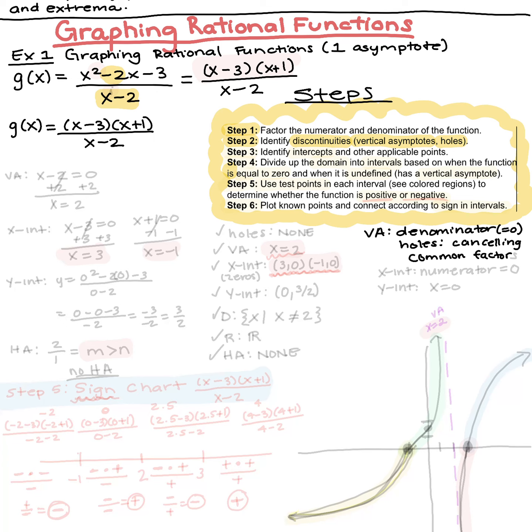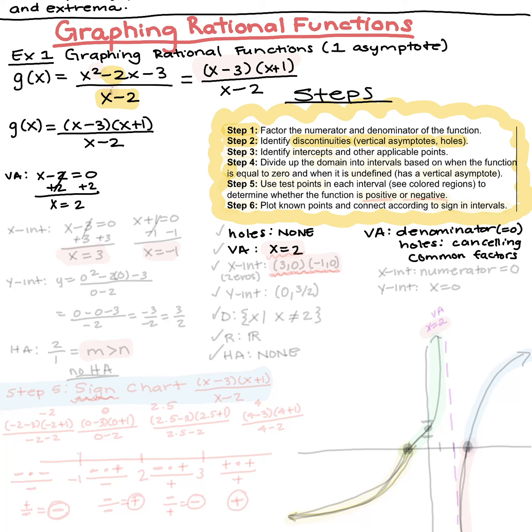If you look at the equation, you have x minus 3, x plus 1, x minus 2. There are no common factors. So will we have any holes in this one? There will be no holes. So for the holes here, we can say that there's going to be none. Now for the vertical asymptote, all you have to do is get your denominator equal to 0. So that's x minus 2 equal to 0. Add the 2, x will equal 2. So my vertical asymptote is going to be at x equals 2.